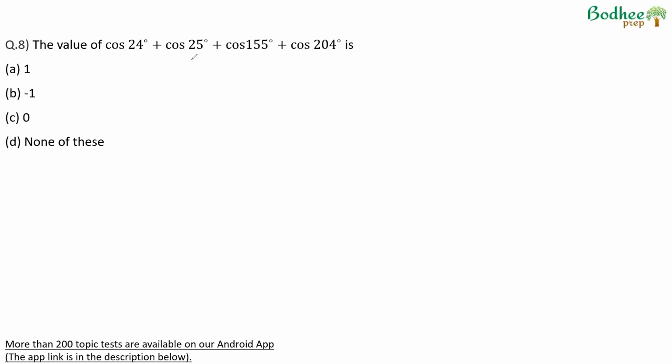Cos 24 plus cos 25, cos 155, cos 204. So cos 24 degree plus cos 25 degree. Now cos 155 can be written as cos of 180 minus 25. And cos 204 can be written as cos of 180 plus 24. Cos of 24 remains as it is. Cos of 25 remains as it is.